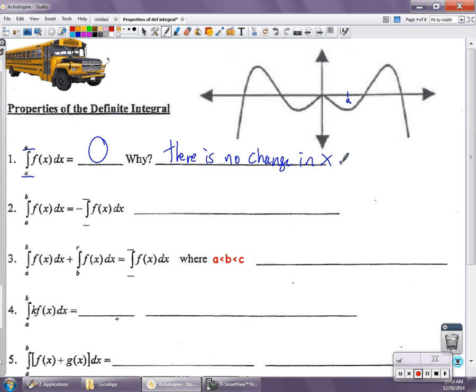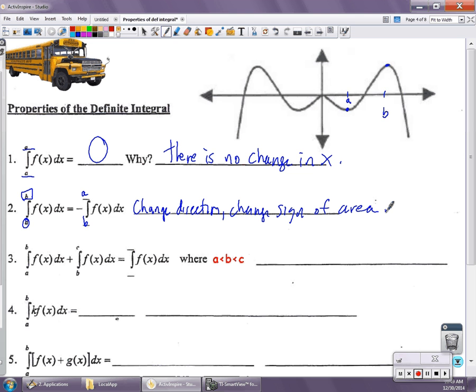Number 2, the area starting at a, and we'll make this b right here. So this is a, f of a, and b, f of b. The area from a to b is equal to the opposite of the area from b to a. In other words, when you change direction, you change the sign of the area. We're accumulating in the opposite direction.